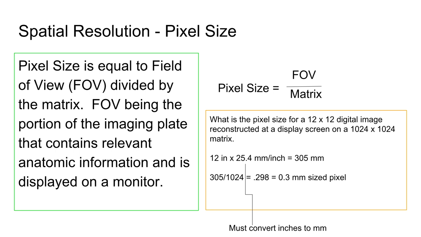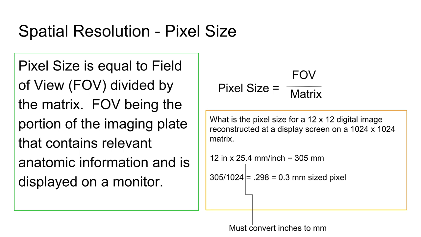You can try it at home. Take your ruler and try to figure it out. But it's been done for us. So we multiply the 12, or whatever they give you for the field of view, and we get 305 millimeters. We divide that by the matrix. But very important, don't multiply the two matrix numbers together and then divide into it. We are going to just take the first number. Feel free to take the second one. It's the same anyway. Take 1024, divide that into 305, and we get a pixel that's almost 0.3 millimeters, technically 0.298.